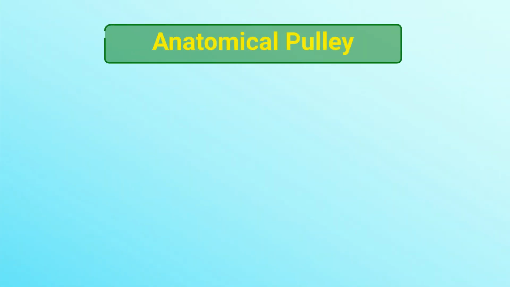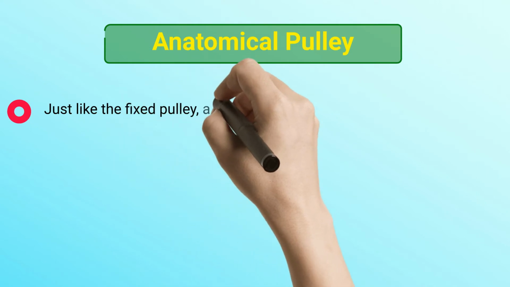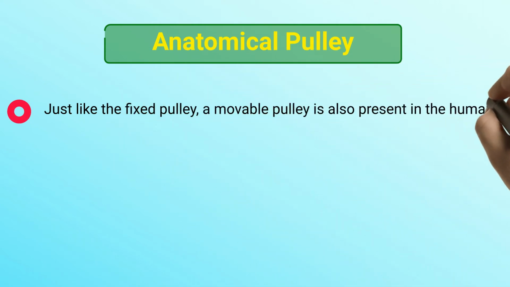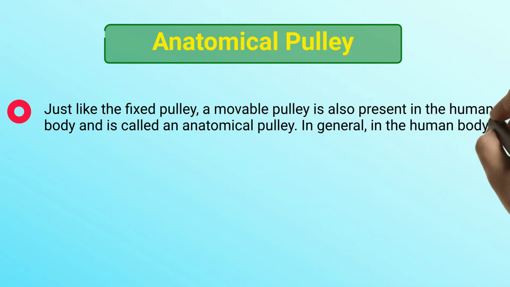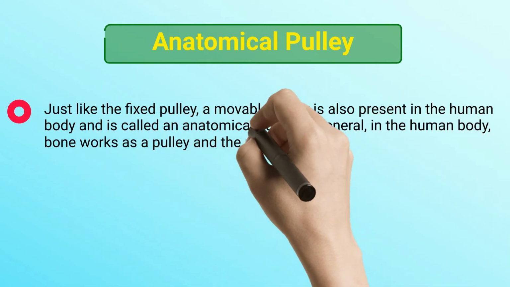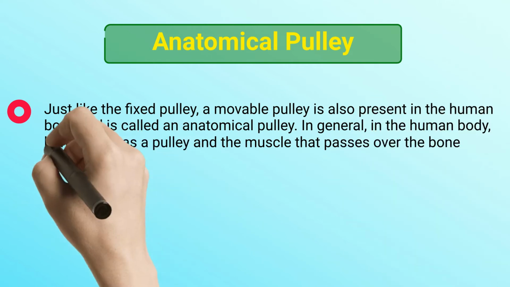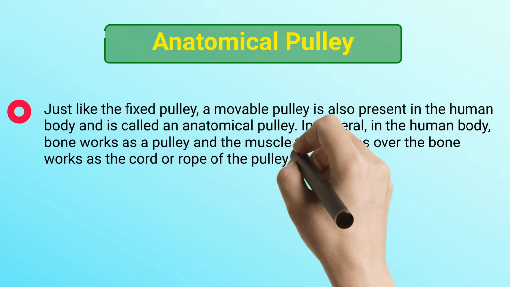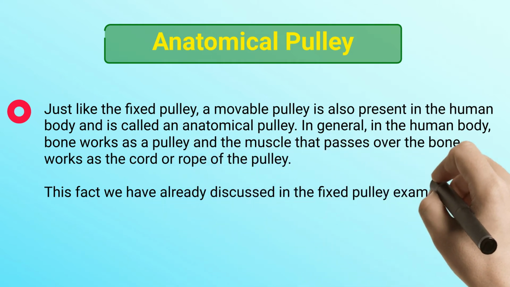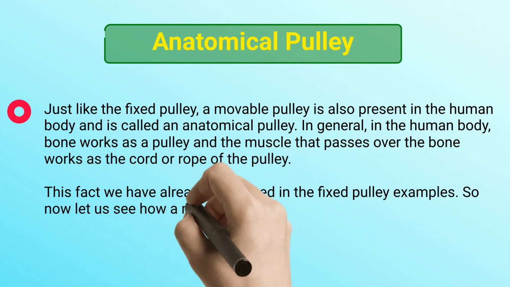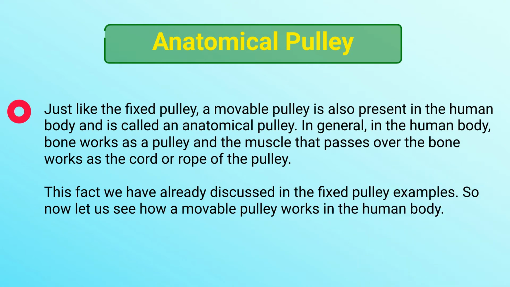Anatomical pulley. Just like the fixed pulley, a movable pulley is also present in the human body, and is called an anatomical pulley. In general, in the human body, bone works as a pulley and the muscle that passes over the bone works as the cord or rope of the pulley. This fact we have already discussed in the fixed pulley examples. So now let us see how a movable pulley works in the human body.